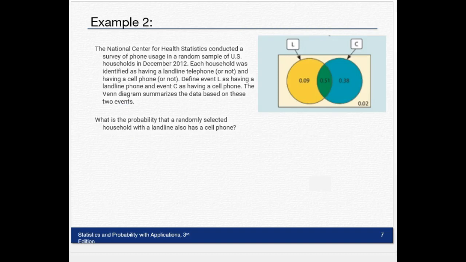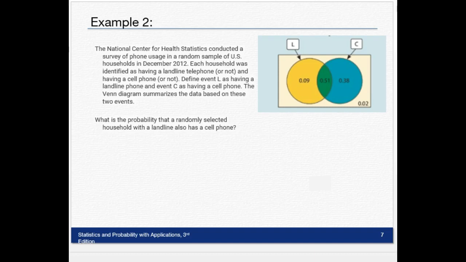Now let's try this with a Venn diagram. Okay, we've kind of done this problem before, but this one is going to ask for a conditional probability. The National Center for Health Statistics conducted a survey of phone usage in a random sample of U.S. households in December 2012. Each household was identified as having a landline telephone or not, and having a cell phone or not. Define event L as having a landline, and event C as having a cell phone. The Venn diagram just summarizes the data based on these two events.